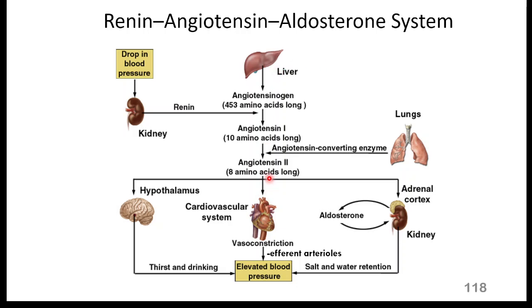Now, angiotensin 2 also has other effects. It also stimulates the hypothalamus to stimulate thirst. So it stimulates the thirst center, and the individual feels thirsty, and if they can, they try and get water to drink. Angiotensin 2 also causes vasoconstriction generally in the rest of the body, not just the kidneys. All right, so vasoconstriction will elevate the blood pressure within the systemic circulation.